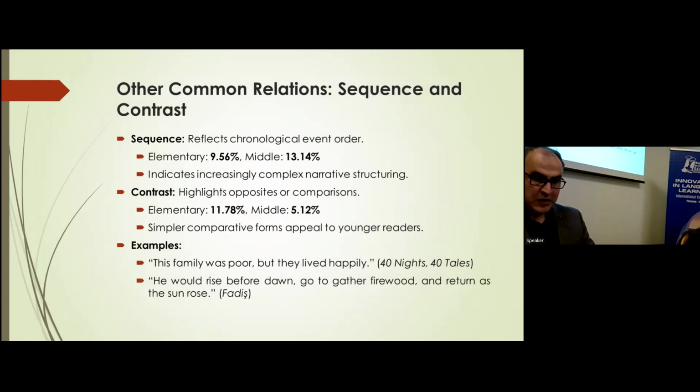And other common relations are sequence and contrast. For example, sequence reflects chronological event order, and contrast highlights opposites or comparisons. I can give an example: This family was poor, but they lived happily. This is a contrast example. But the second sentence: he would rise before them, go with the father to gather firewood and return as the sun rose. This is sequence, because there is a chronological situation, giving the first situation and second situation. It's like a history here.